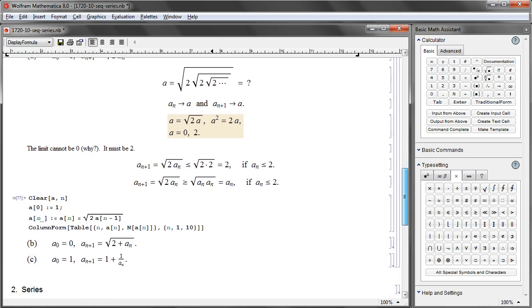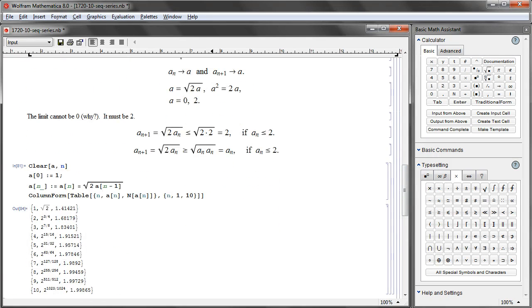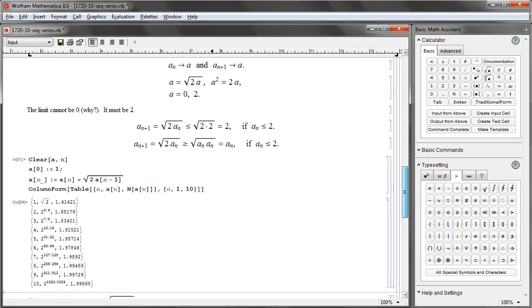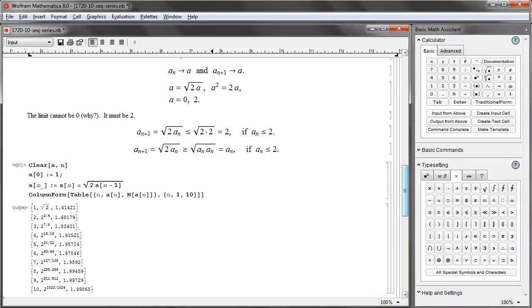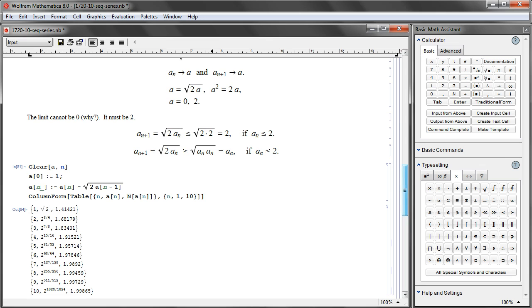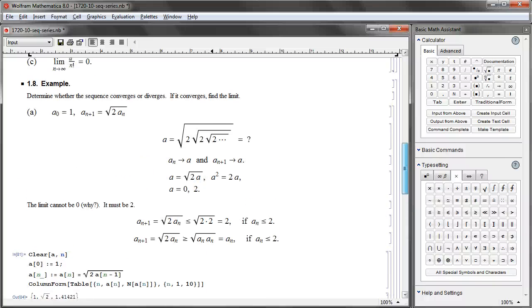Actually, one way to see that is to do some numerical experiment, and I just wrote a mathematical program to calculate the first 10 terms, not the limit value. And as you can see, quickly these numbers are approaching 1.99 something. So you can guess it's going to be 2, not 0. But that's just a guess. How do you actually justify that? Well, here it is.